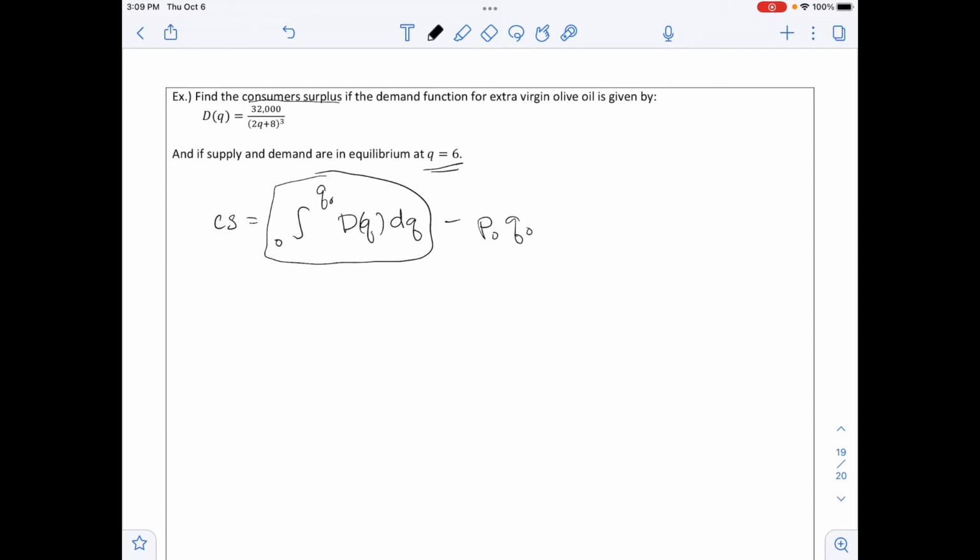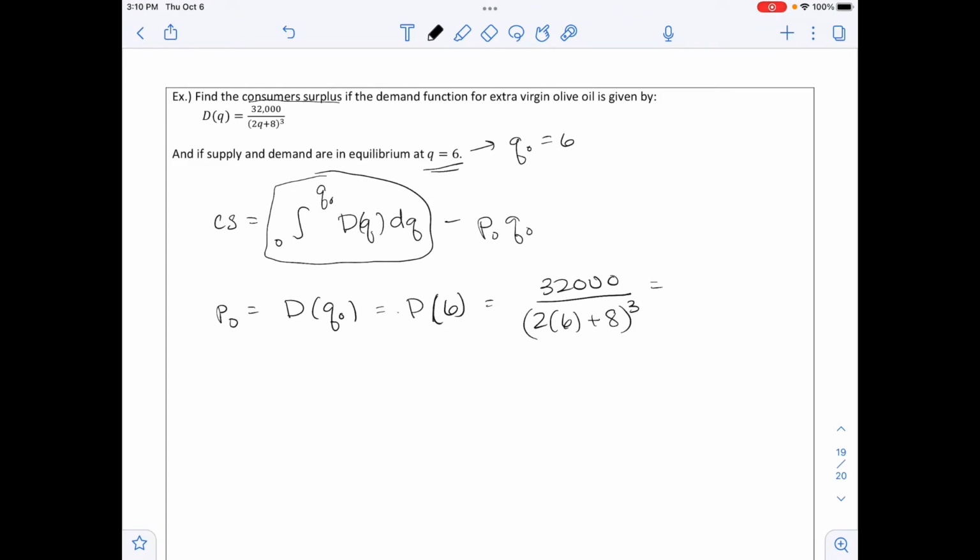And so we actually have our Q naught value that is equal to 6. And then to find the value of our P naught, we're going to substitute Q naught into our demand function. Doing this, we substitute in 6. And so we're going to have 32,000 divided by 2 times 6 plus 8 raised to the third power. Working this out on a calculator, we arrive at 4. And so we know Q naught is equal to 6 and P naught is equal to 4.